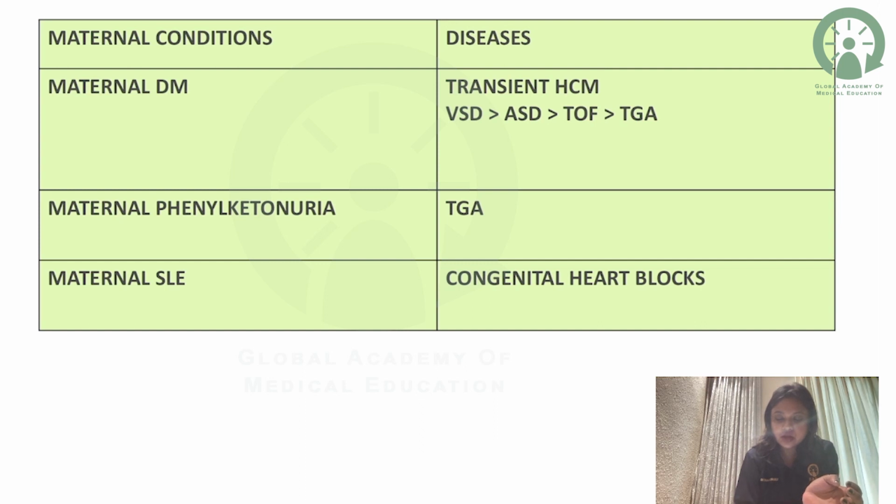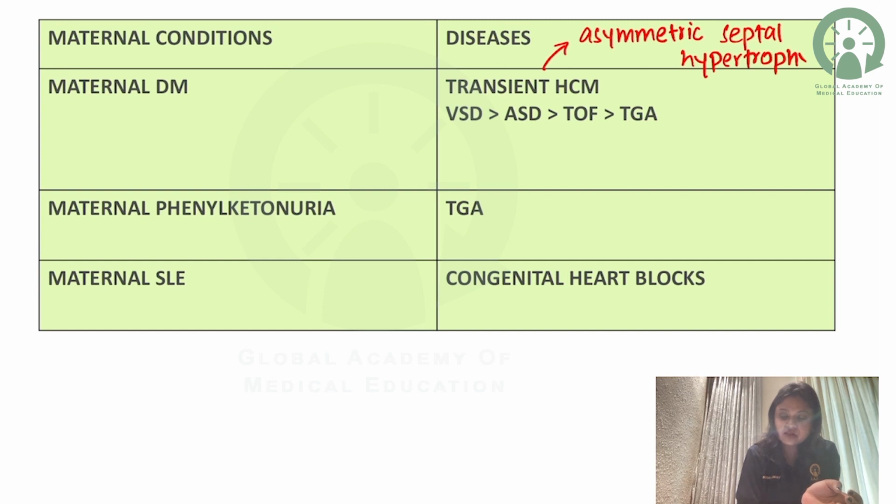If that is not given as the option, sometimes it is written as asymmetric septal hypertrophy. If this is not given in your question, the next best answer is VSD. Remember, TGA is the most specific lesion in infant of diabetic mother, but it is not the most common. I actually gave you the entire order that you get in maternal diabetes mellitus. It's HCM followed by VSD followed by ASD followed by TOF followed by TGA, right?